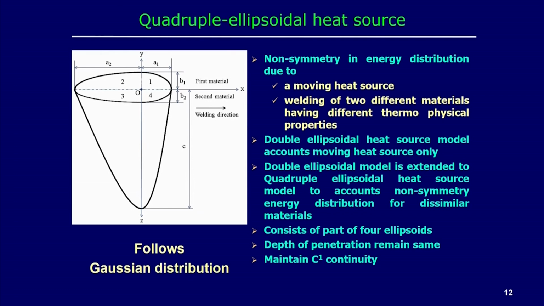But one thing we have followed here is that the depth of penetration remains the same, and of course we maintain C1 continuity. That means when merging the four ellipsoids, the slope at this point is continuous. So, there is no mismatch in the slope, and continuity is also there. That is why we maintain C1 continuity to develop this heat source model.